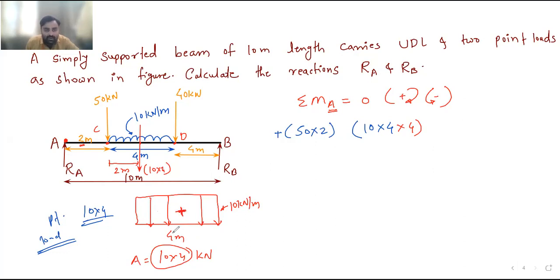CG कुठं असणार आहे? If this total is 4 meter, then this will be 2 meter from this side and 2 meter from this side.